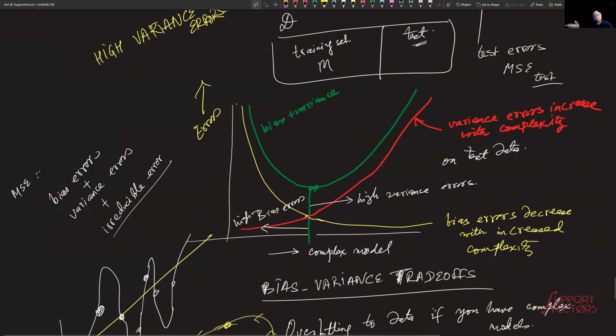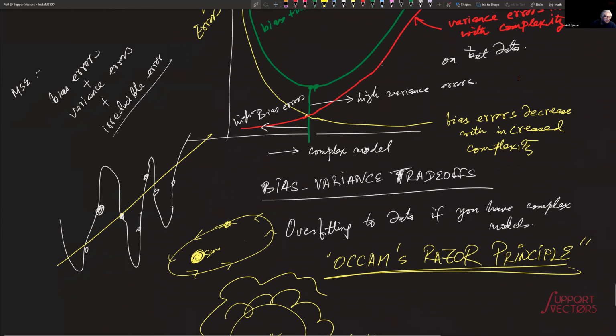So you make models of different complexity. If you build a model that is too simplistic compared to the ground truth, you will have a lot of high bias errors. If you make a model that is way more complicated than the ground truth, you will have high variance errors, and your model will go and overfit the data.